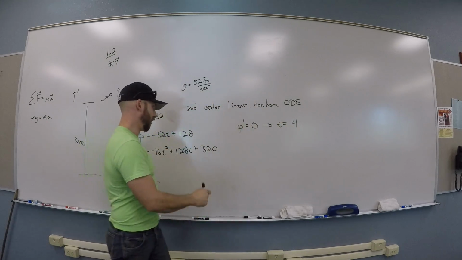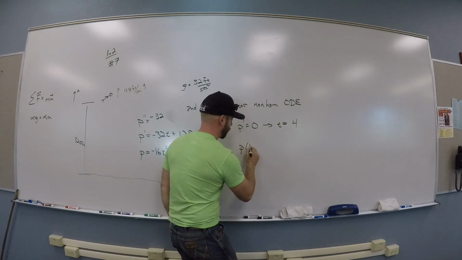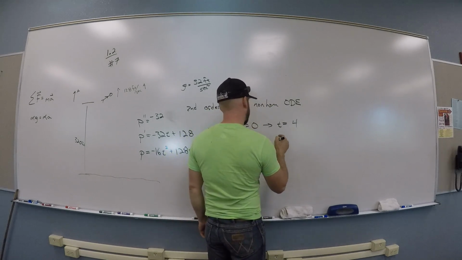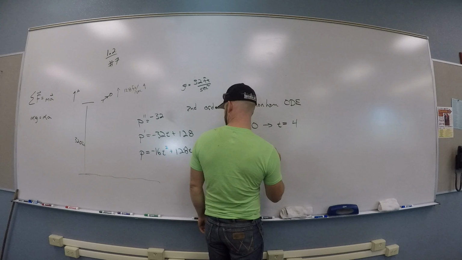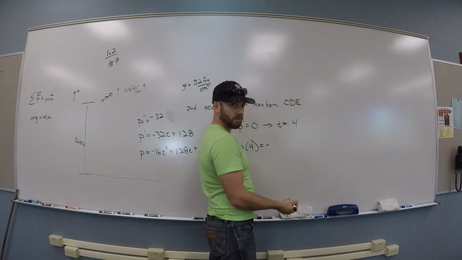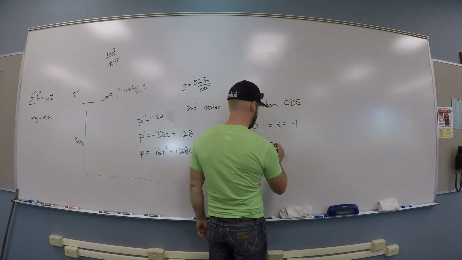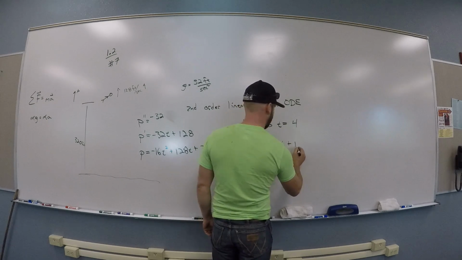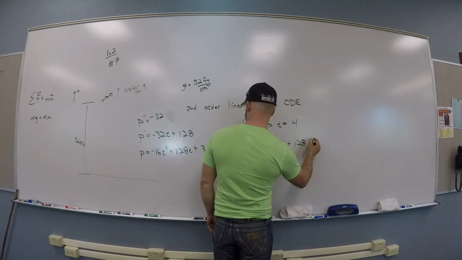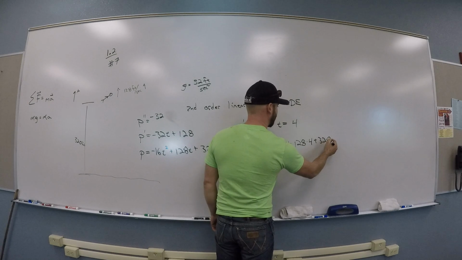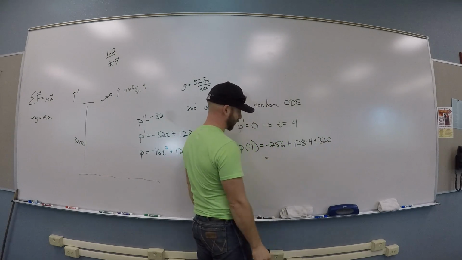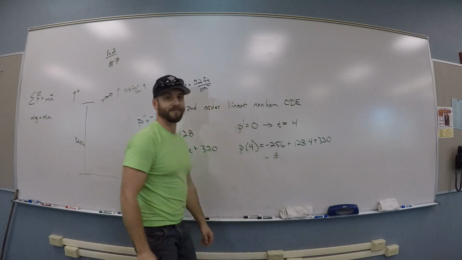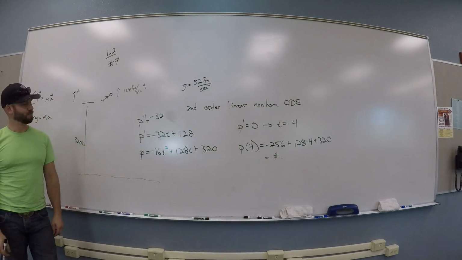Yeah, P of 4. So technically that could be a way. P of 4 is minus 16 squared. Is that a number? 256, it's just a legit number, plus 128 times 4, plus 320. Wow, that's crazy. Equals some power of 2. Yes! It equals whatever number you get.